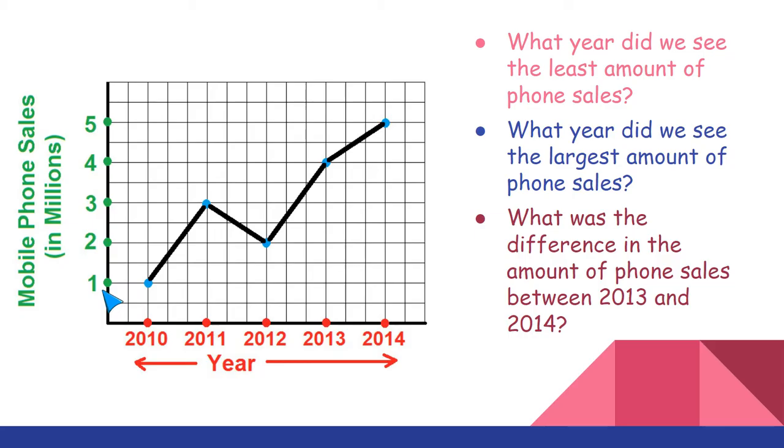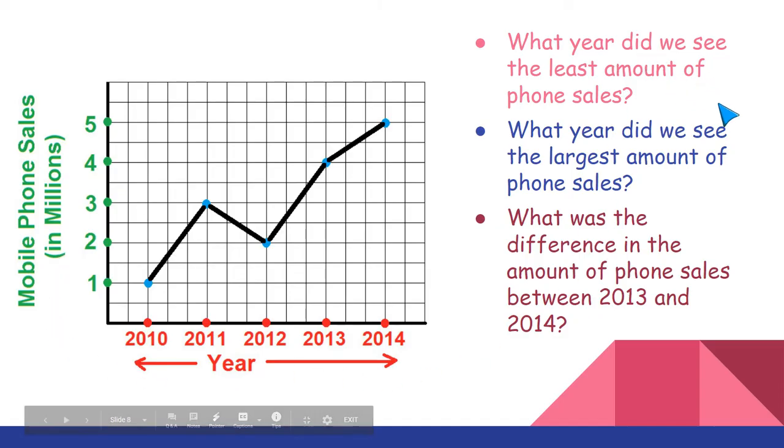So this does not mean that one cell phone or mobile phone was sold in 2010. It means 1 million. This data point right here would mean that in 2011, 3 million mobile phones were sold. Same thing with this data point right here for 2014. This is not representing 5 mobile phones being sold, it's 5 million. So always be sure you read very carefully your X and Y axes.